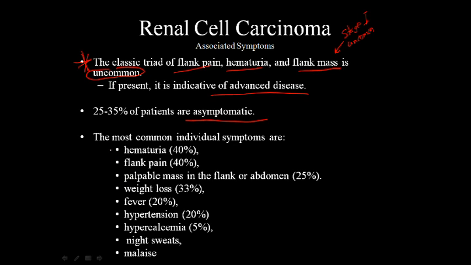The most common individual symptoms are hematuria, 40%, flank pain, 40%, maybe a palpable mass in the abdomen, maybe 25%. Weight loss is 33%. Fever, hypertension, hypercalcemia, night sweats, and fatigue or malaise are all symptoms that you could have. But once again, all of these symptoms could go for something else as well. And so there's really nothing that allows you to say, well, this is specific only to renal cell carcinoma.